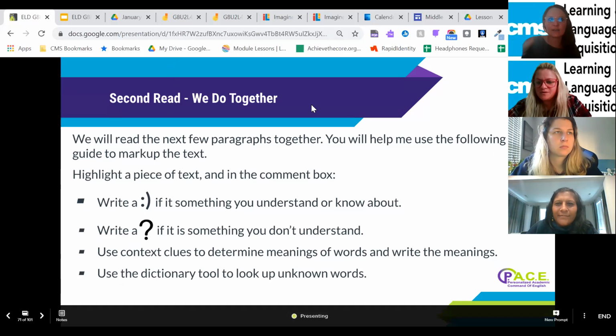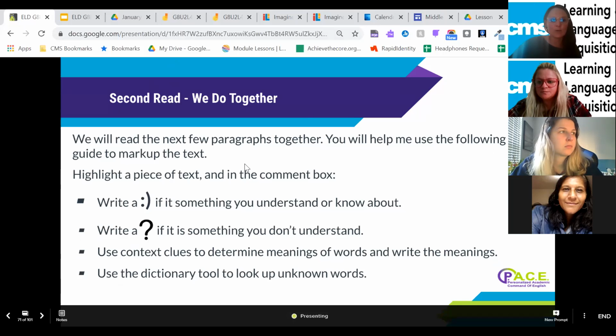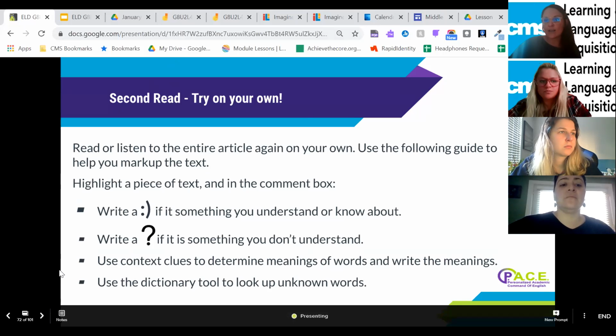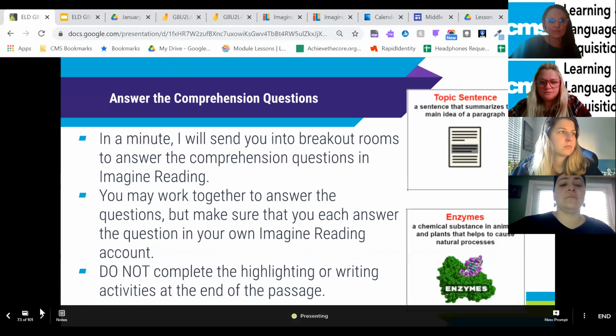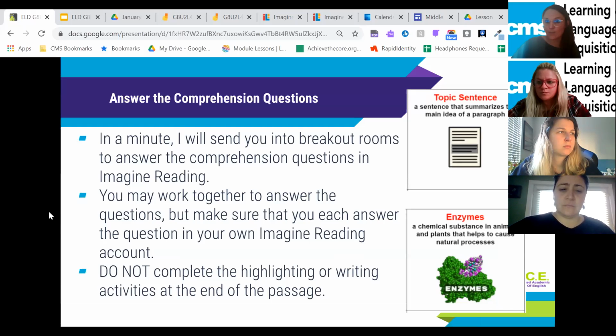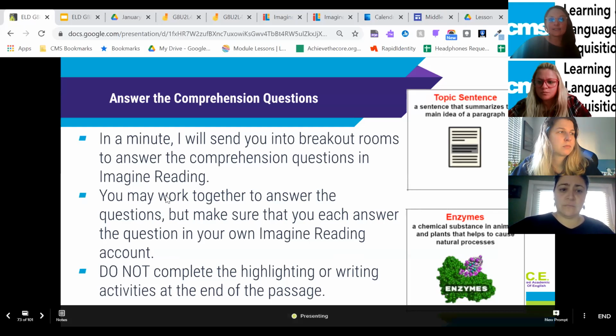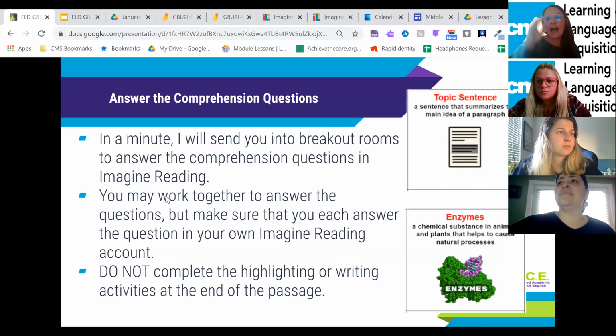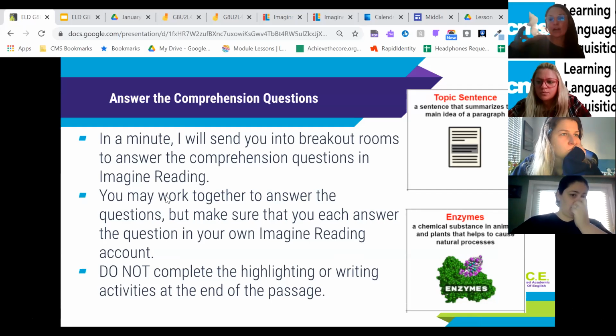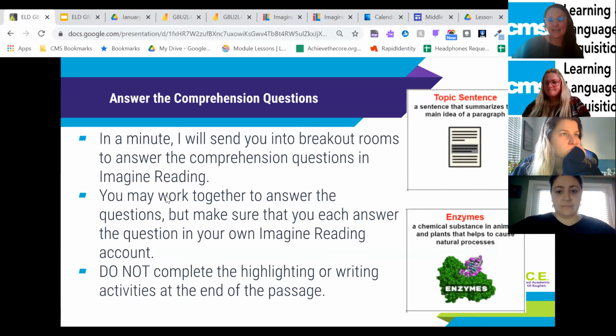So then we'd have the students do a we do together. So they'd help me with that, and then a try on your own. And that's where they do it in Imagine Reading. Finally, for day 3, they need to go and answer those comprehension questions like we talked about. The idea for this is to send them into breakout rooms to work on this together. Now, again, they have to answer on their own Imagine Reading platform if that's where you want them to answer, right? But they're at least working together and can come up with those answers, then come back to the main room and discuss them.